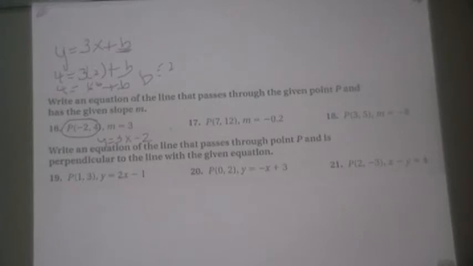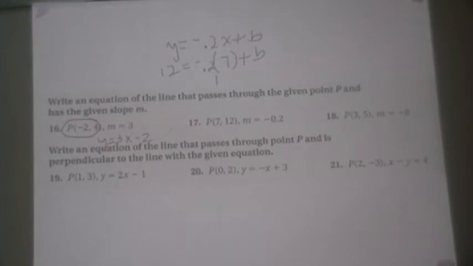Okay, the next one, with a decimal in it. That's not very nice of them, is it? y equals negative 0.2x plus b. We need to find b, so we're going to put 12 in here. Negative 0.2 times 7 plus b, and that's going to give us 1.4, and it's negative. So when we move that 1.4 over there, we get b is equal to 14.4.